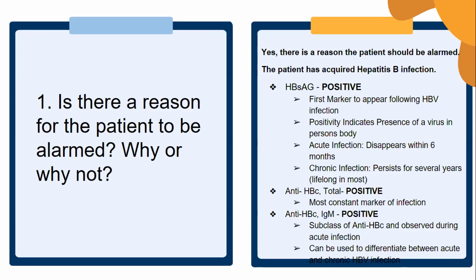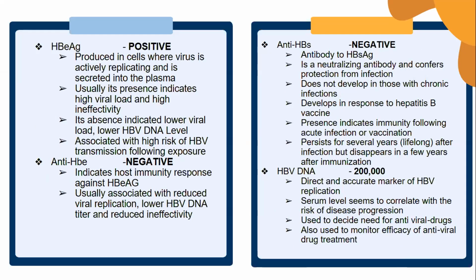In acute infections, it disappears within 6 months, while with chronic infections, it persists for several years or sometimes even lifelong. Next, we have the anti-HBc total, which he tested positive, which is the most constant marker of infection. We have the anti-HBc IgM positive, which is a subclass of anti-HBc and observed during acute infection. It can also be used to differentiate between acute and chronic HBV infections.